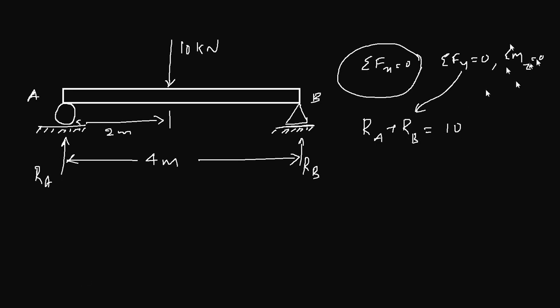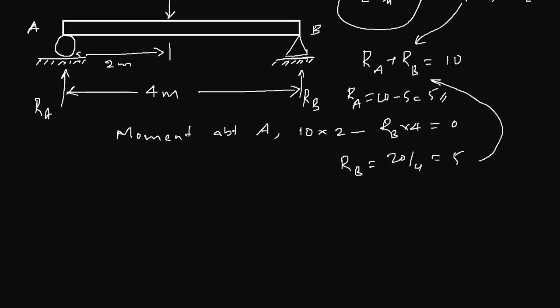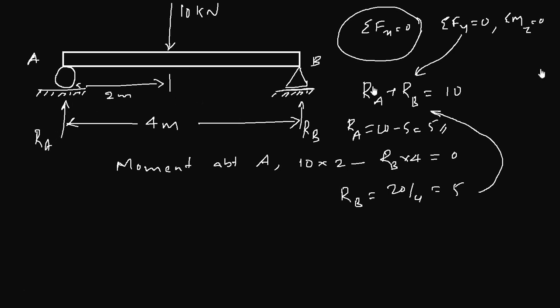And now you also need the moment about the z axis equal to 0. So let's take a moment about A. That will give you 10 kilonewton acting at a distance of 2 meter from A, so 10 into 2, which is a clockwise direction, and RB acting at 4 meter. Based on A, RB will create a counterclockwise moment. So 10 into 2 minus RB into 4 equal to 0, or RB equal to 20 by 4, which is equal to 5. If you substitute that 5 here, you have RA plus 5 equal to 10, and therefore RA equal to 10 minus 5, that is equal to 5. You don't have to do all this because it's a case of symmetry. The load is acting at the center, so you can say RA and RB equal 5 each.